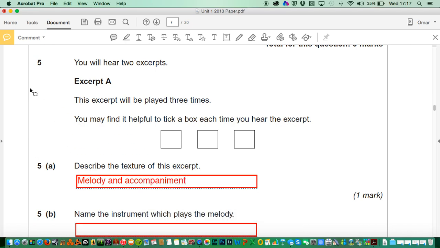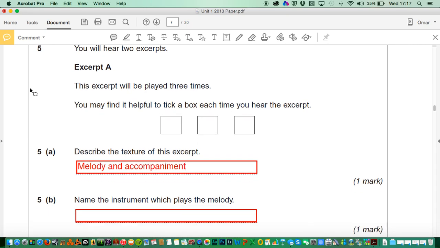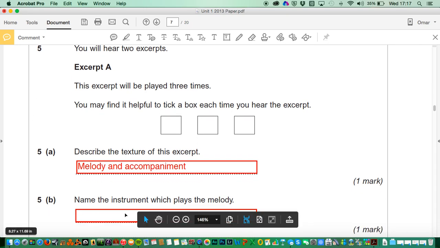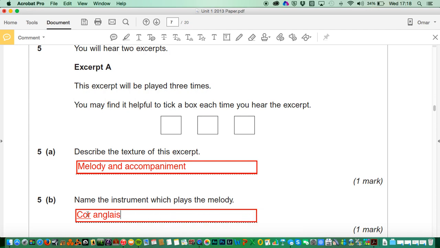Okay. The instrument that you heard had a very, very sad quality in terms of sound. It's a woodwind instrument and it is played with a double reed. It's called a cor anglais. Here is excerpt A for the second time. Having looked at the mark scheme, you could have also put oboe or bassoon, and those would have been accepted, although the actual correct answer was cor anglais.